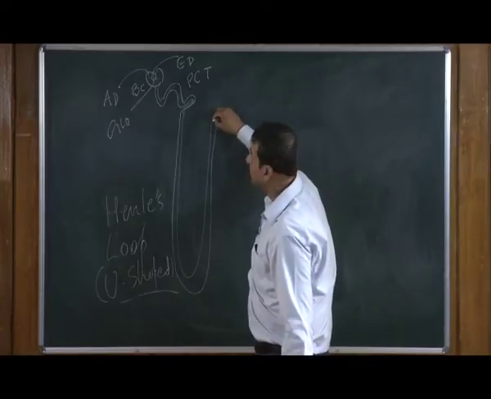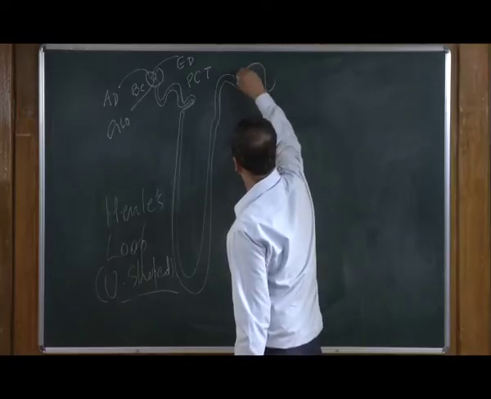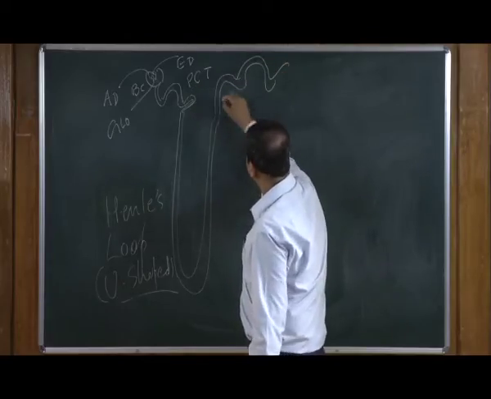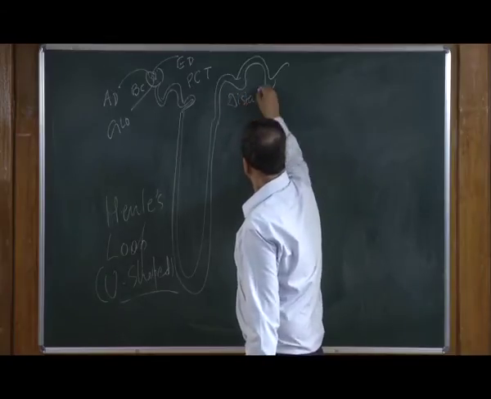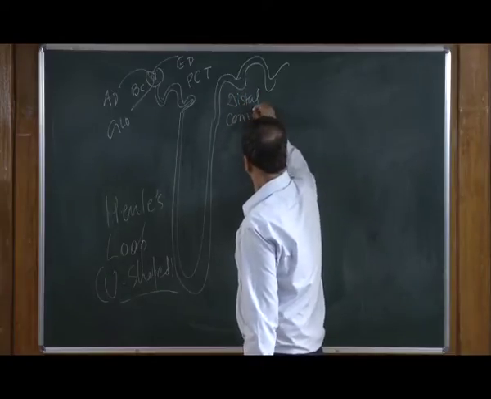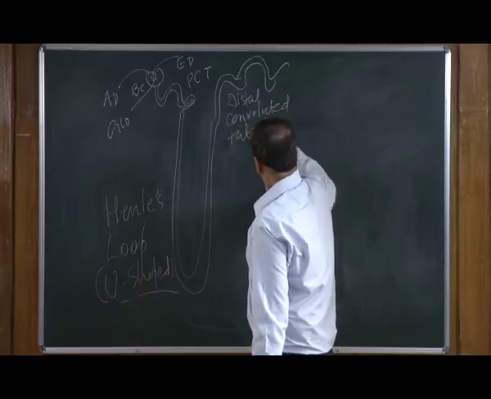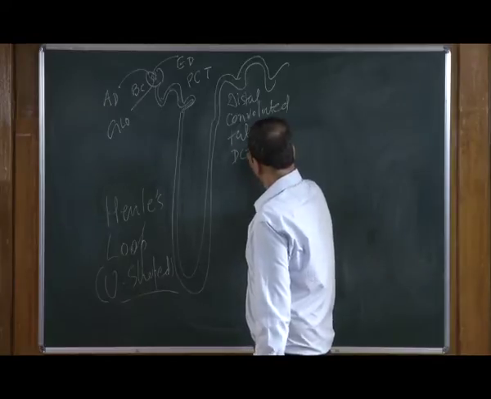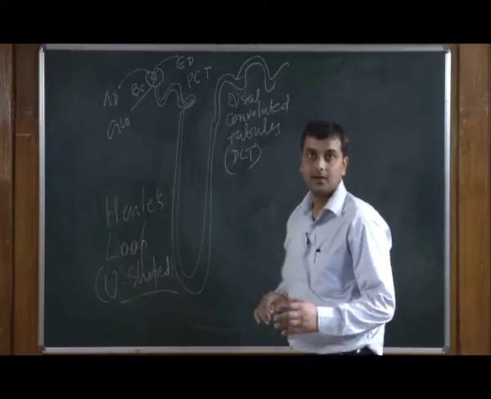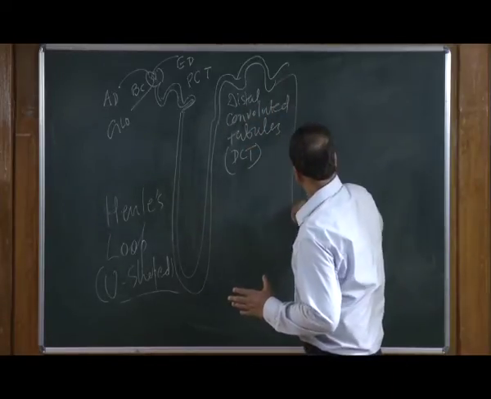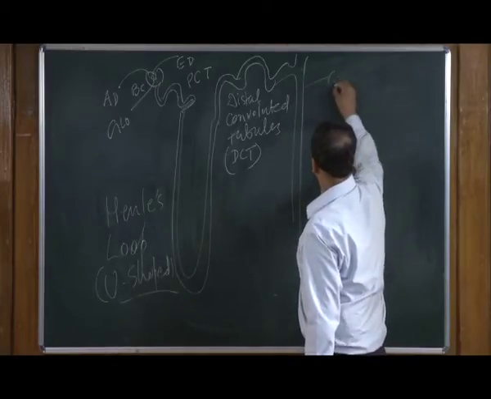This is continuing as, again, a very convoluted area, which was proximal; we can simply call it the distal convoluted tubules, and in short we call it DCT. So these are the distal area, and finally they are getting collected in this duct, which is called the collecting duct.